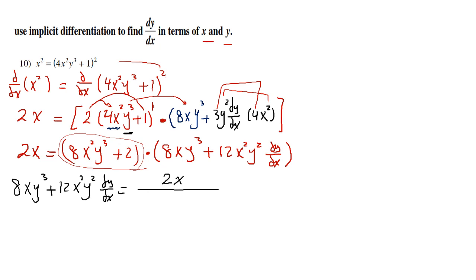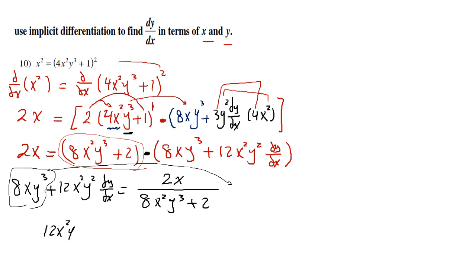2x divided by 8x^2 y^3 + 2. Multiply, it's moved to the other side by division. Then this is positive, so it will move to the other side as negative. So 12x^2 y^2 dy/dx is equal to 2x over 8x^2 y^3 + 2, minus 8xy^3.